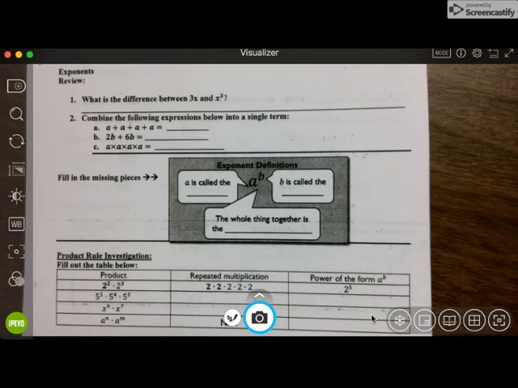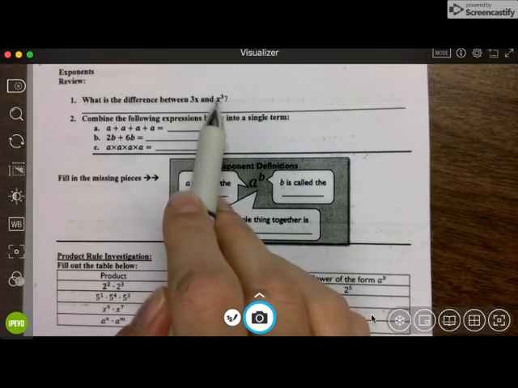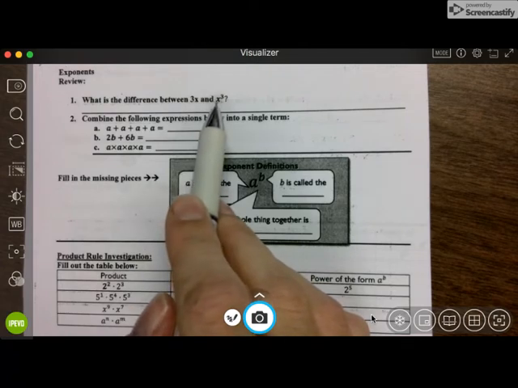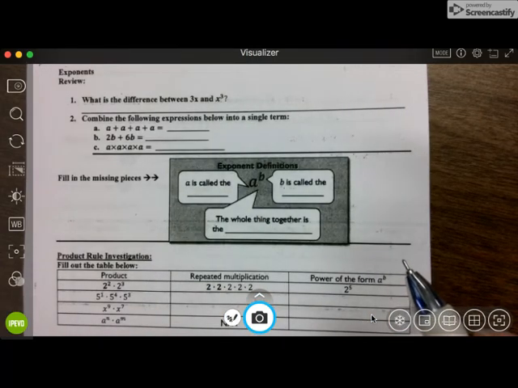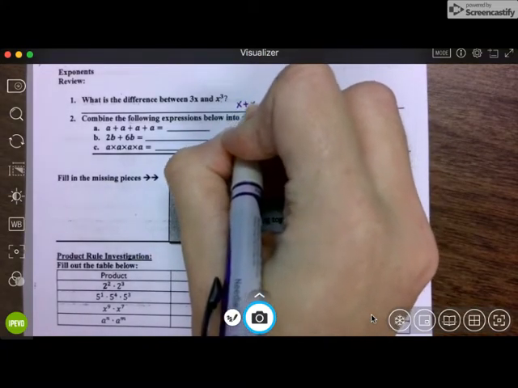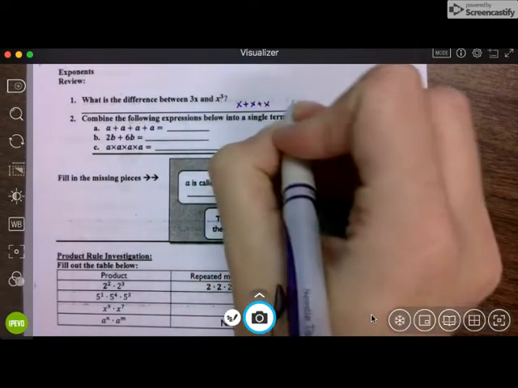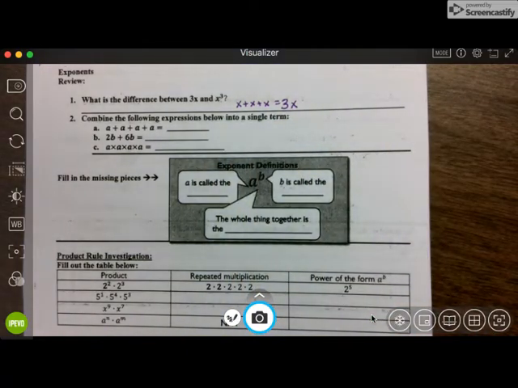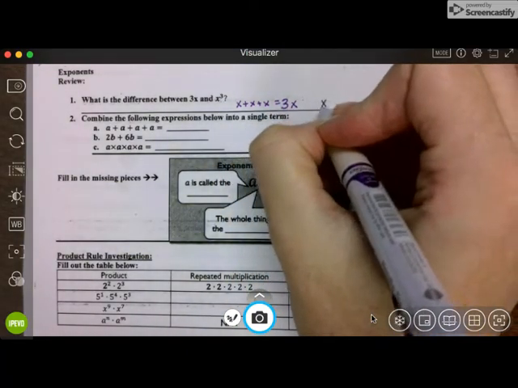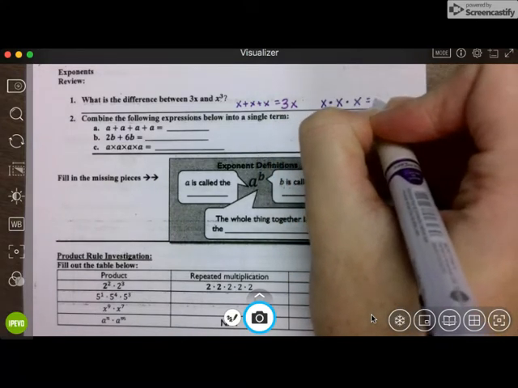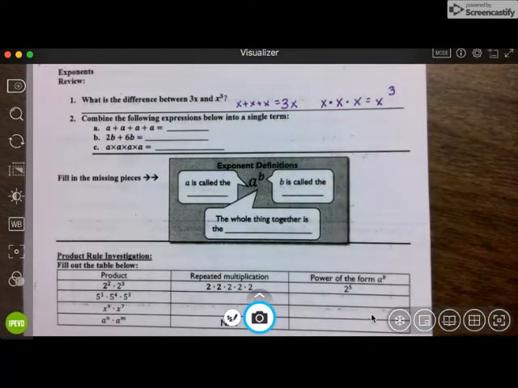Okay, so to begin, we are looking at what is the difference between 3x and x cubed. What do those look like? How do you show the difference? I would look at 3x as x plus x plus x, so you just add the x's and put how many there are. Whereas the other one is x times x times x, so that's why that one is x cubed.